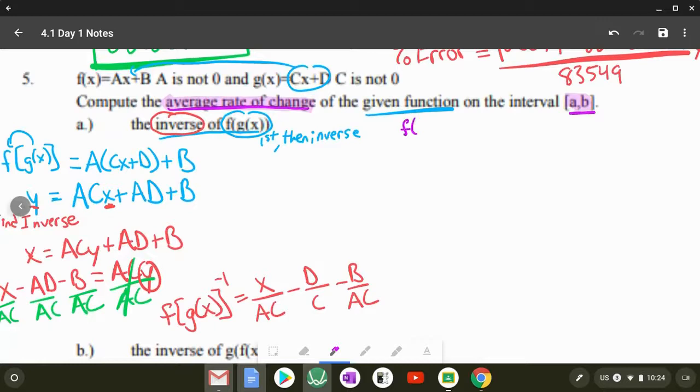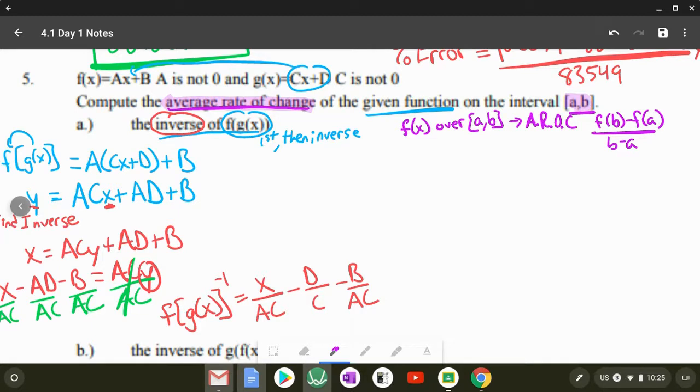Let's say we had f of x over [a, b]. The average rate of change would be f of b minus f of a over b minus a. So all we have to do is plug b into the function that we have, then subtract a plugged into the function, and then divide by b minus a.